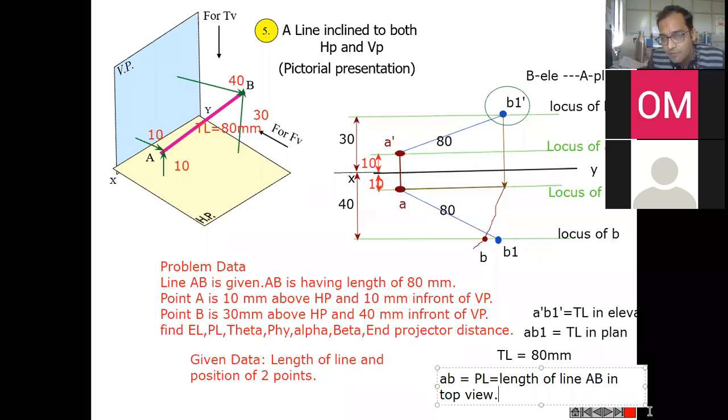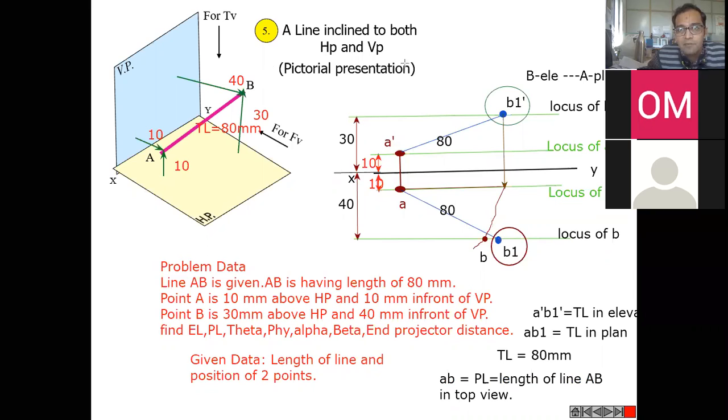I hope this much is clear. Now we are moving ahead with the second point, and what we do now, we are transferring the projection from B1. What exactly is a B1? B1 is the position of point B in plan.